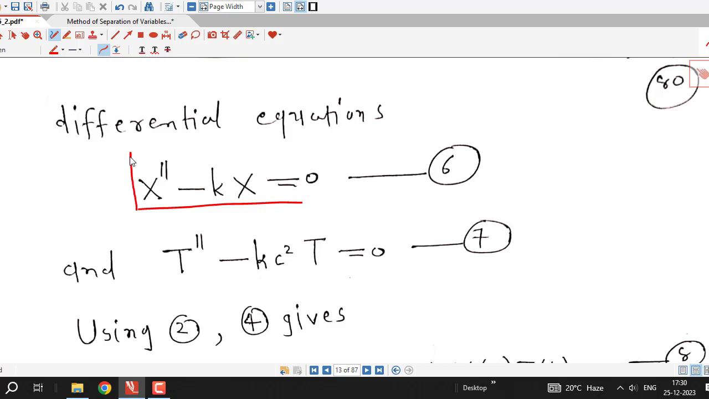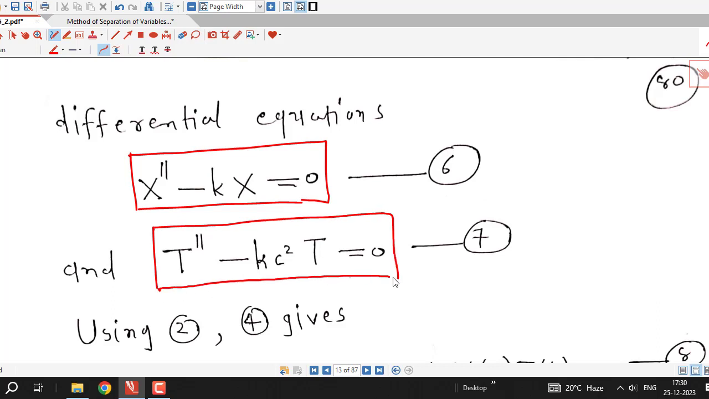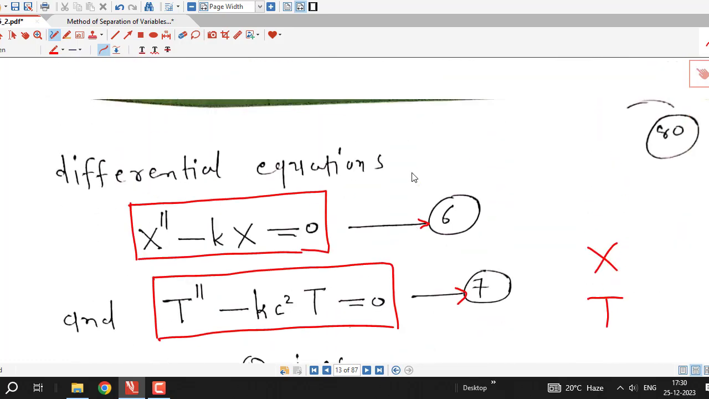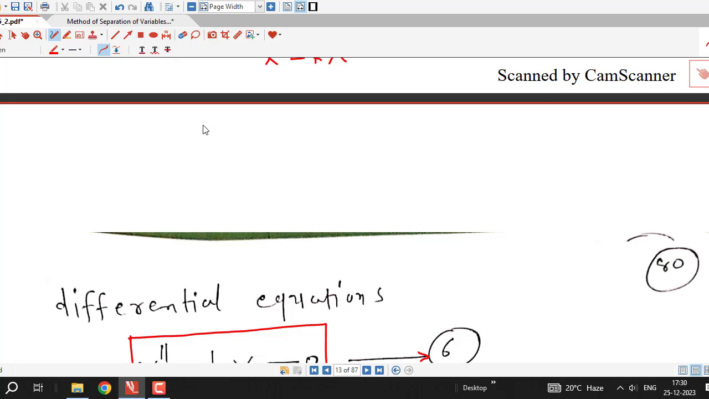So, now I have two second order ordinary differential equations. One is in variable capital X, another is in variable capital T, and I have to solve these two equations to decide the values of capital X and capital T. Now, before solving for equation number 6, we will use those two boundary conditions.